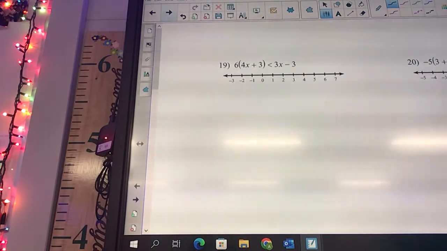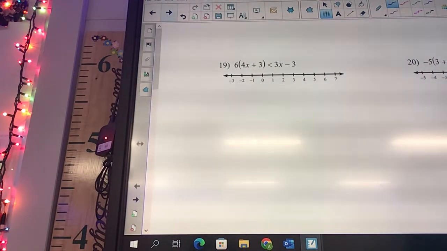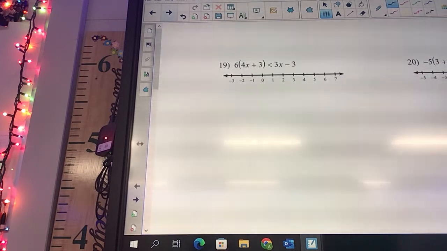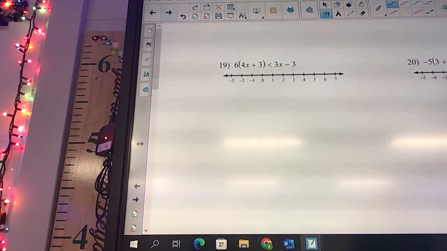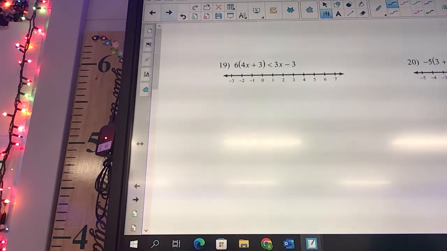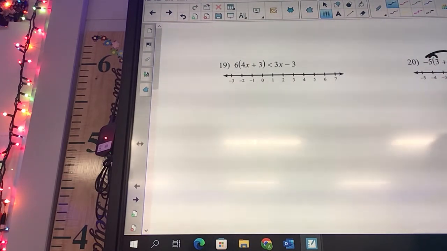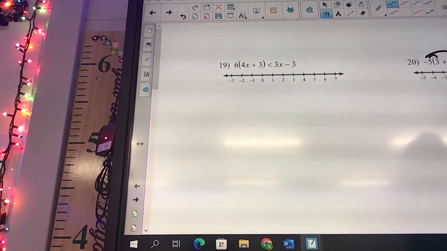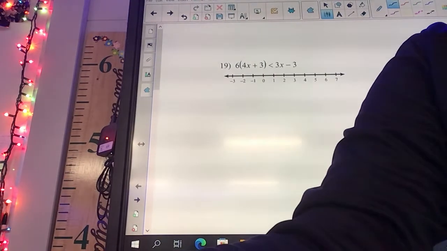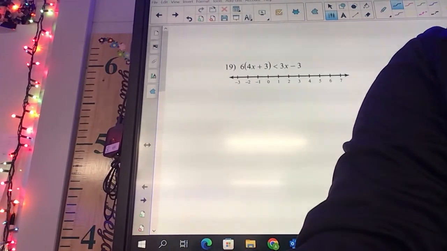Okay, the last page is essentially the same, and we're not going to do it. 19 through 24 is extra credit. You might have to distribute first, but then you're going to move the letters to the left, the numbers to the right. Okay? Or in this case, you're going to have to distribute. Combine like terms and move your letters to the left and your numbers to the right. So that's totally optional. Please write on the back page that it's extra credit.